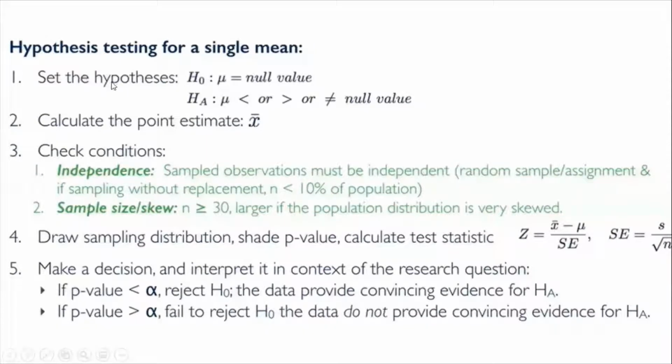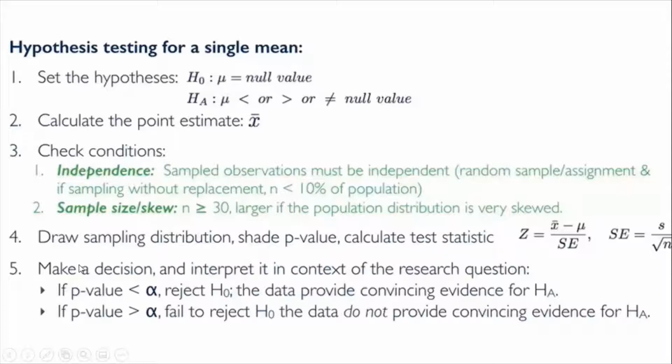So first set up the hypothesis, then calculate the point estimate, then check the conditions, then draw a sampling distribution, and then you can shade the p-value, or essentially calculate the test statistic. We say test statistic because Z is not the only test statistic. For the student t distribution, you use the t statistic. For ANOVA, analysis of variance, you use the F statistic. So there are different test statistics for different distributions. For the chi-square test, we use the chi-square distribution, so that is the chi-square statistic.